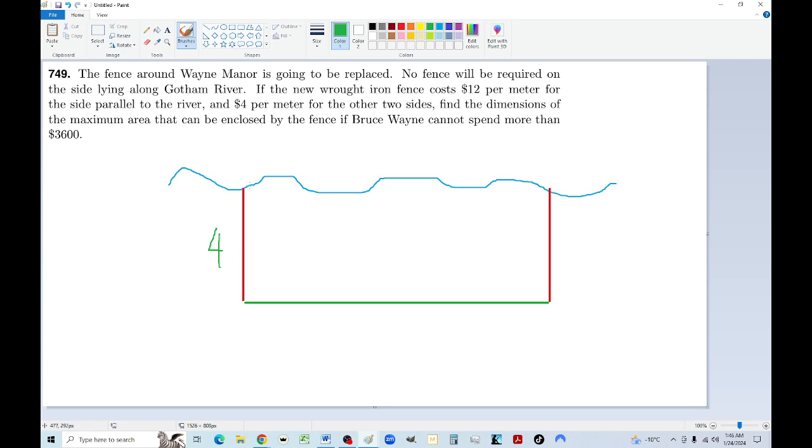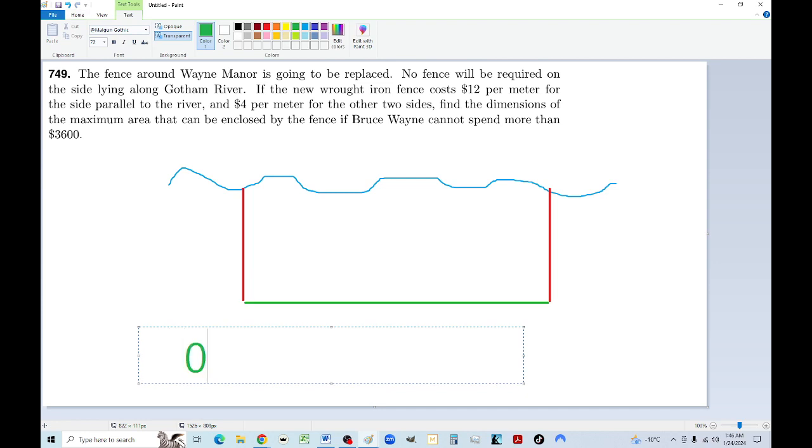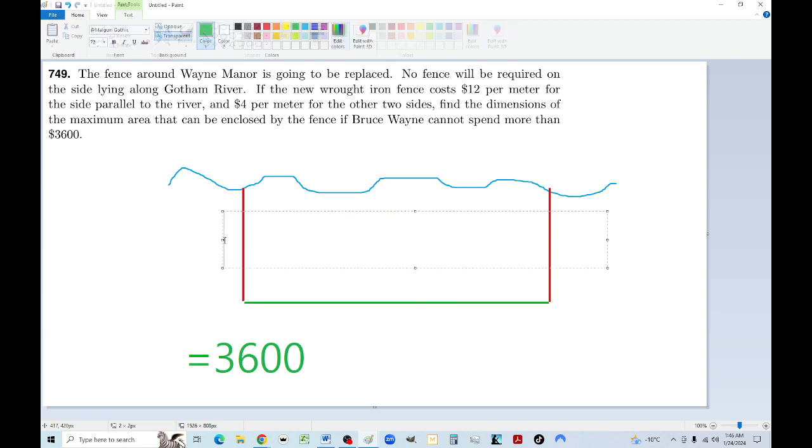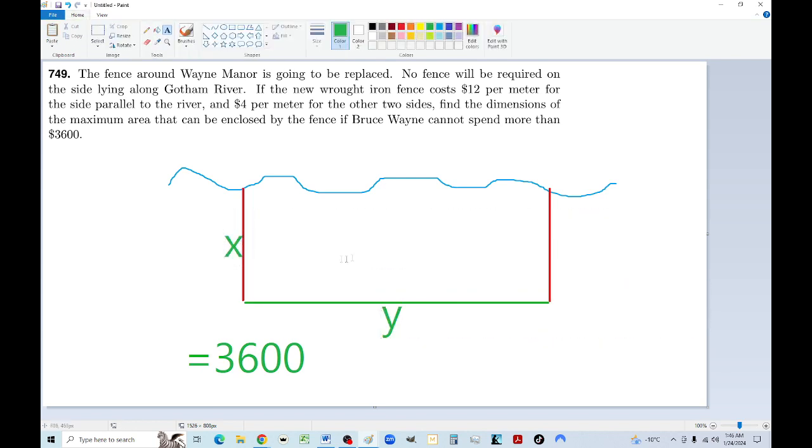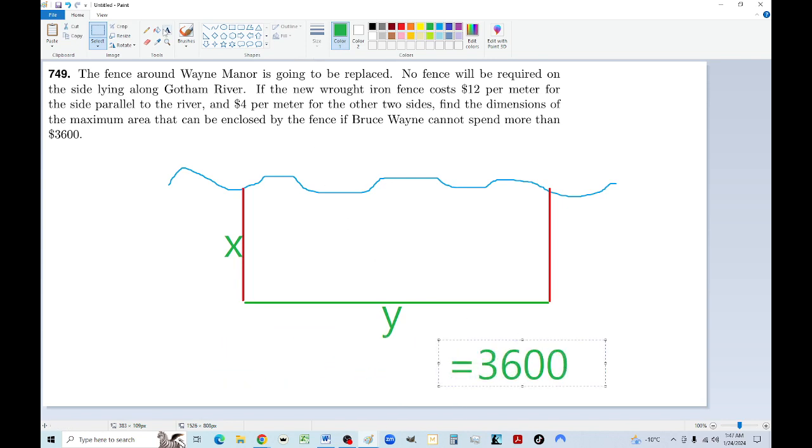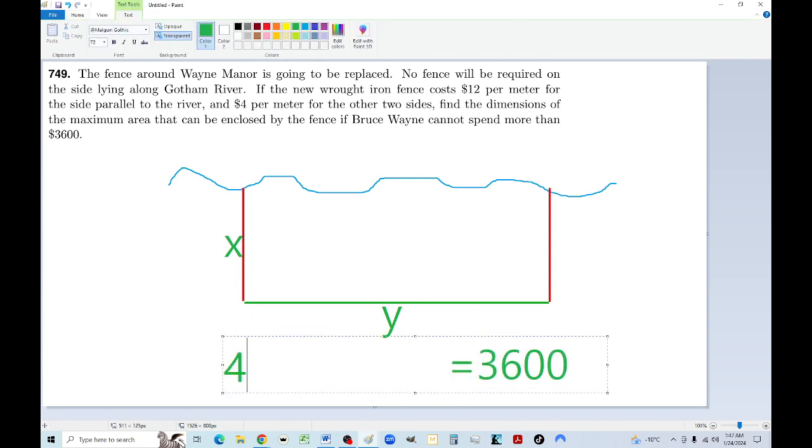It's 4 times the length here. And this fence down here is $12 per meter. It's much more expensive. So if you notice, our total cost is equal to 3,600. Well, that means if this side is X and this side is Y, the formula is going to be $4 for each X and $12 for each Y. But then on the other side, we have another X.